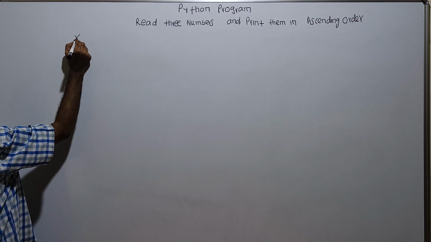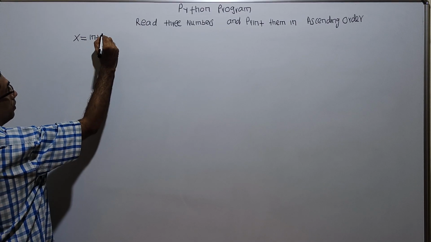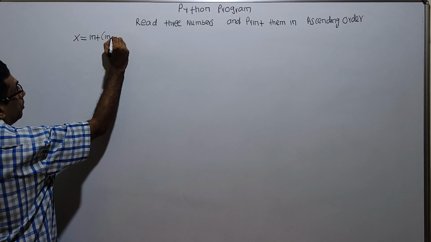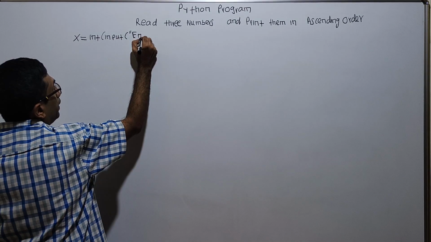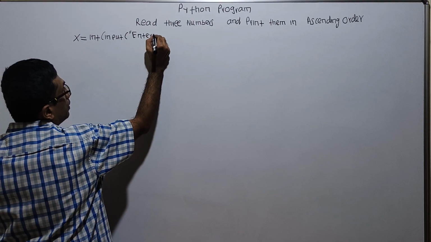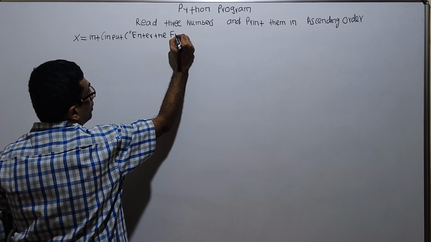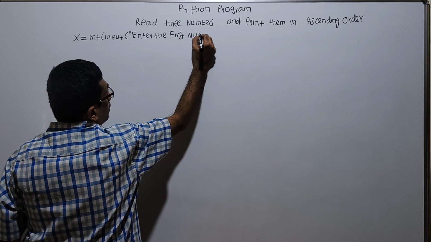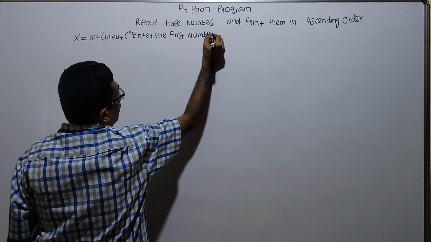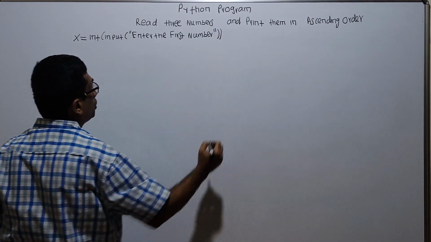I am having a variable x equal to int of input of "Enter the first number". I am closing the double quotation, closing the input function, closing the int function.